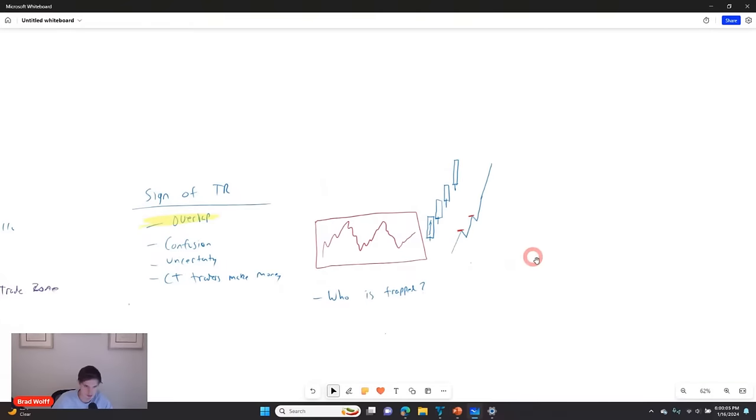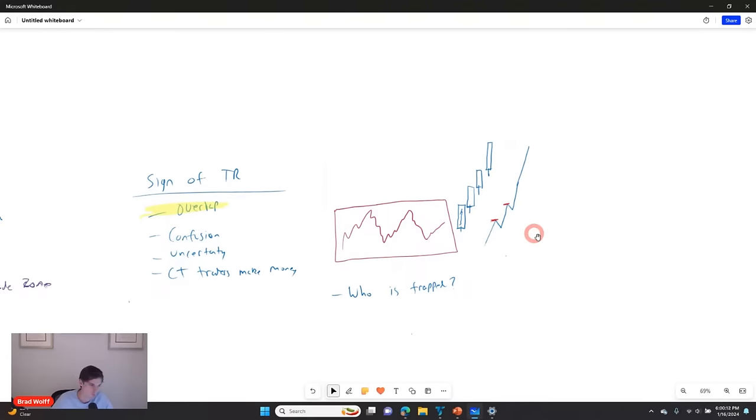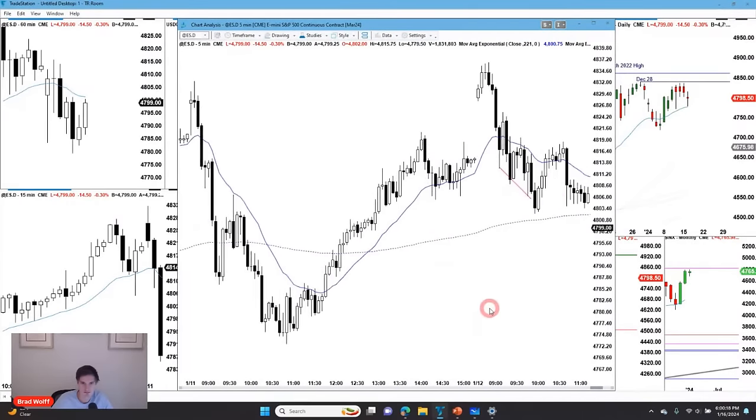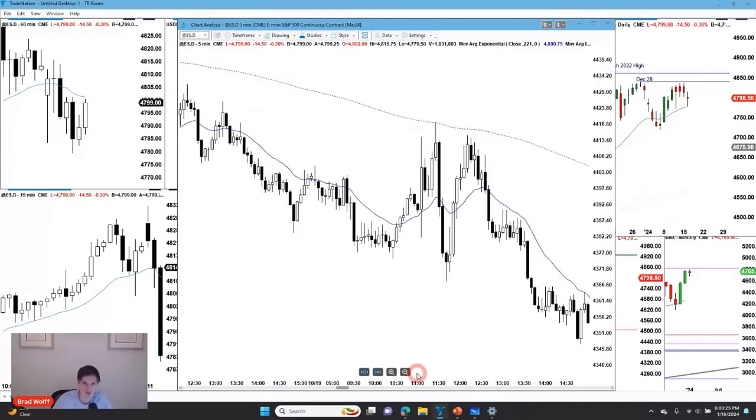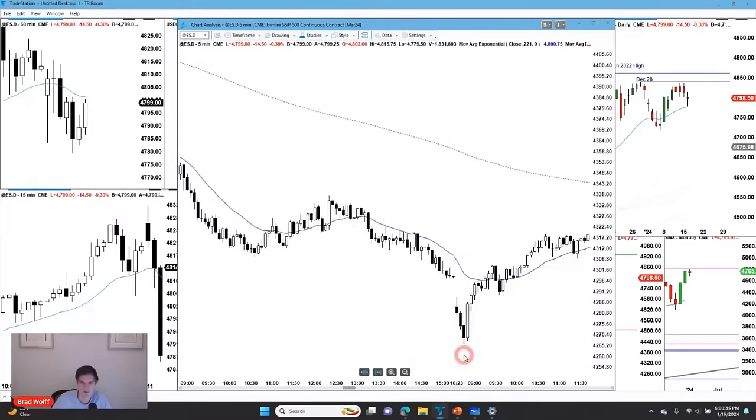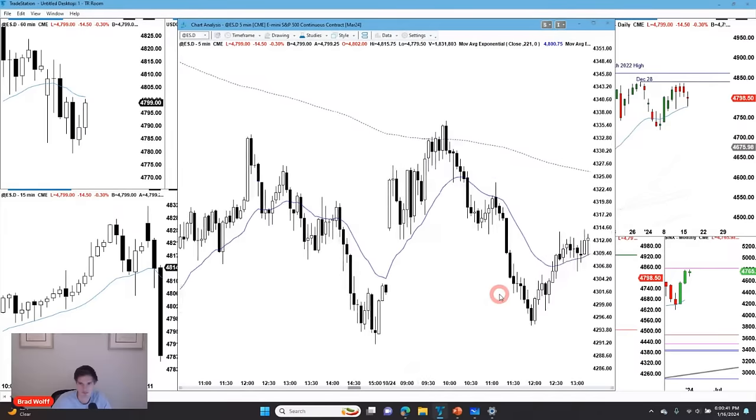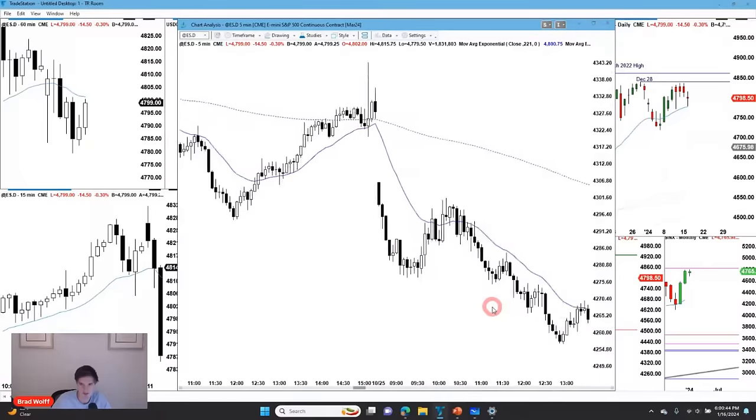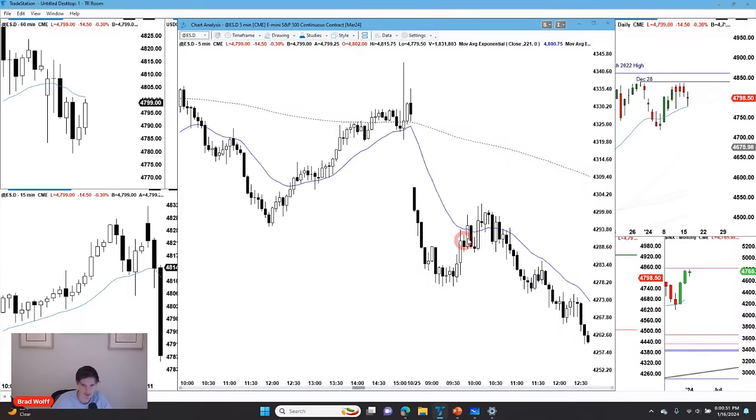Let me go back to here about this example of signs of a trading range. What I like to measure is when I think about trading ranges, I want to see overlap. So let's take a look at some examples. Rewind the chart somewhere. I'm looking for a specific example, and this example works good enough. So you have a big sell-off right here and a rally.